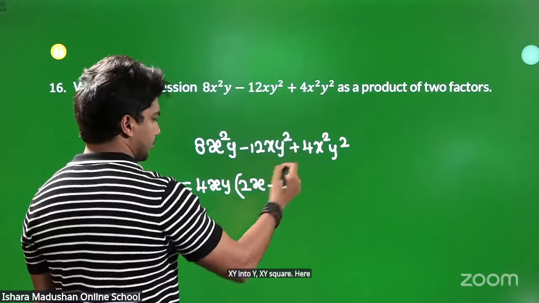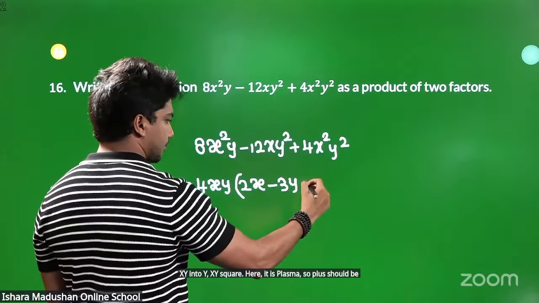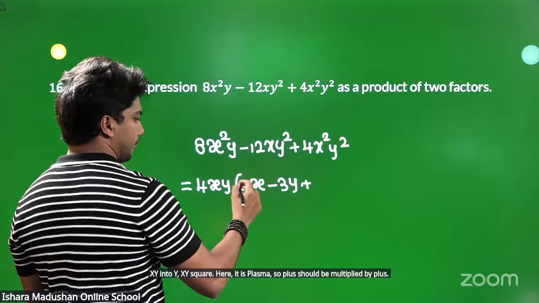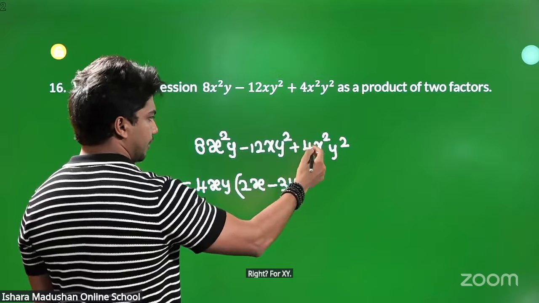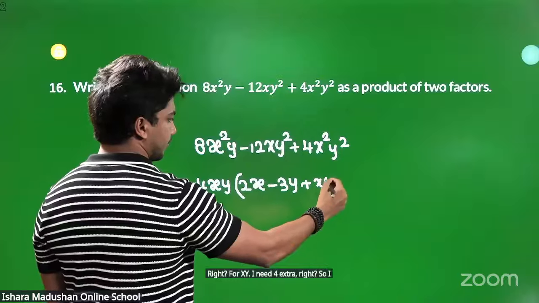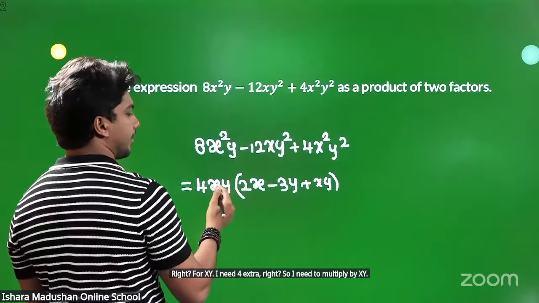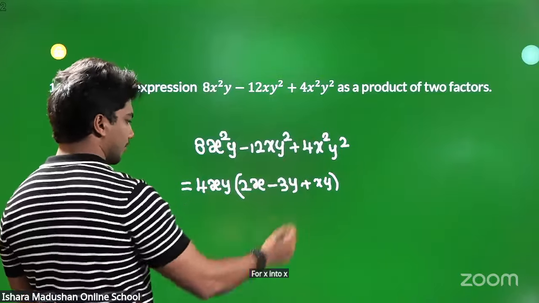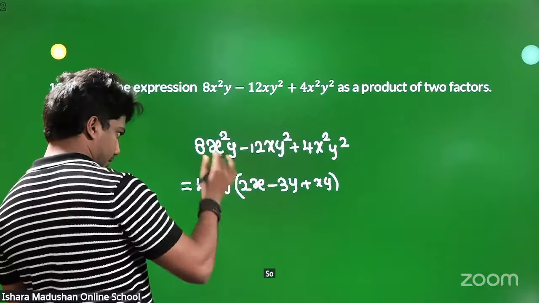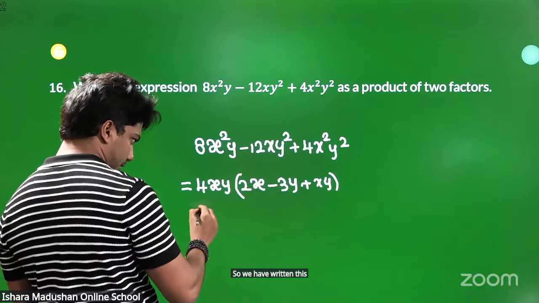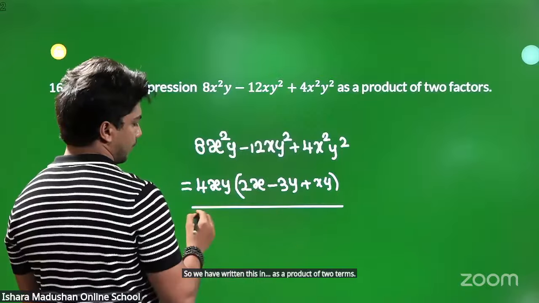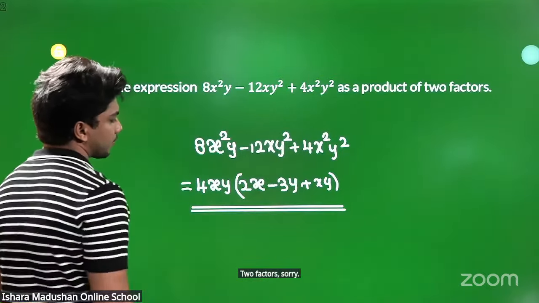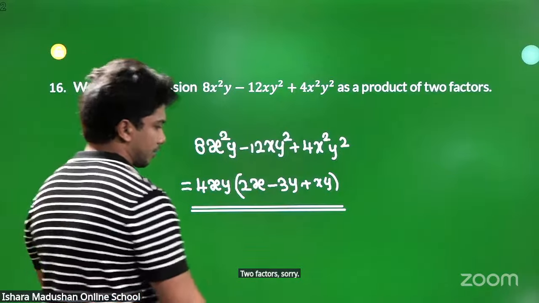Here it is plus, so plus should be multiplied by plus, right? 4xy, I need 4x square y, so you need to multiply by xy. 4x into x is x square, y into y is y square. So we have written this as a product of two factors.